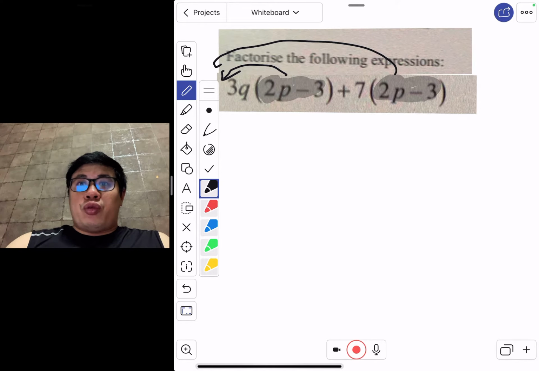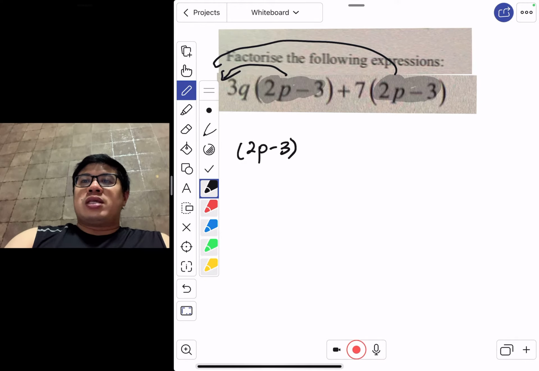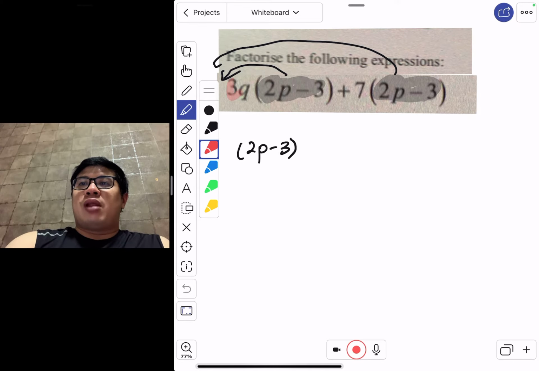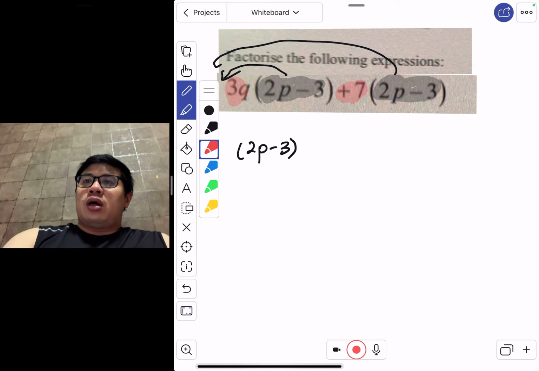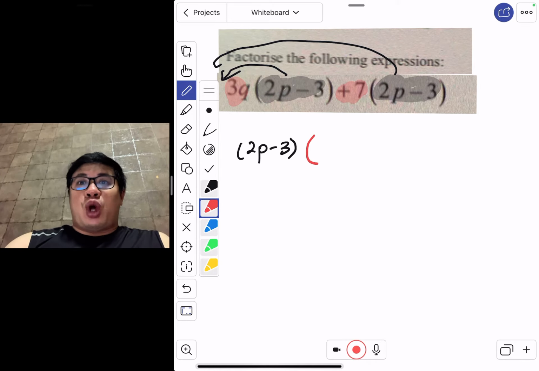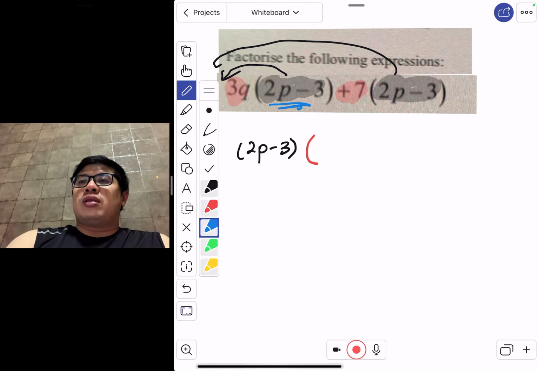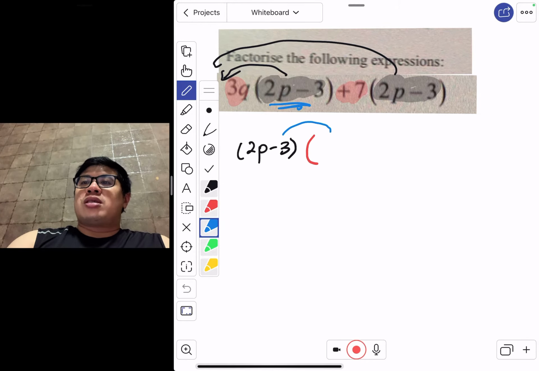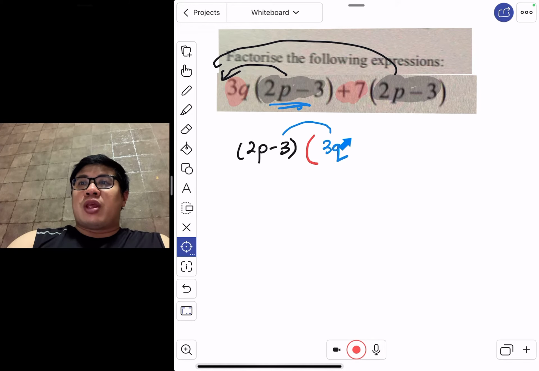If I were to remove 2p minus 3 and put it outside, I'm going to write 2p minus 3 here. This is my factor. What I'm left with is 3q plus 7. Again, we are doing the reverse of expansion. If I put the 2p minus 3 outside, you can see that I'm left with a 3q inside. This is as though, if we were to do expansion, you would have 2p minus 3 multiplied by 3q. Can you see that?